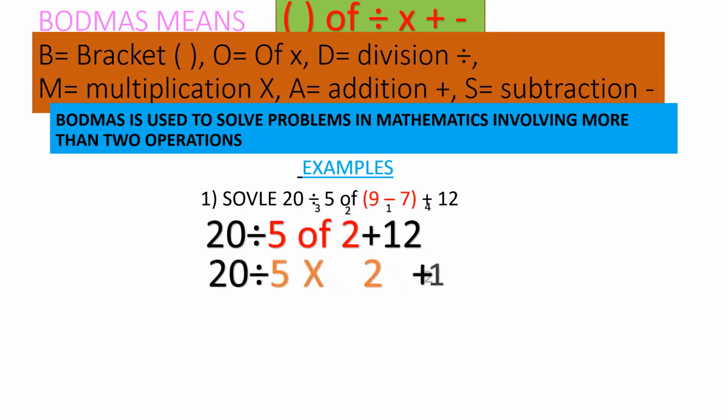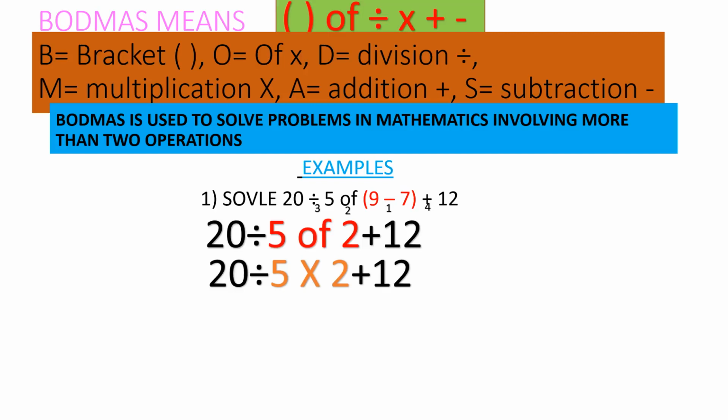Now with this step, you have 20 divided by 5 times 2 plus 12. Now you see that here I have changed the color by putting it in an orange color. Why? Because it has not yet been solved. I have simply changed "of" to multiplication, and mathematically "of" means multiplication. The sign of "of" is times.